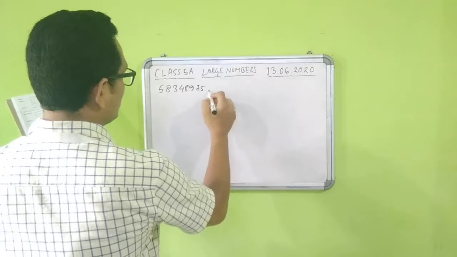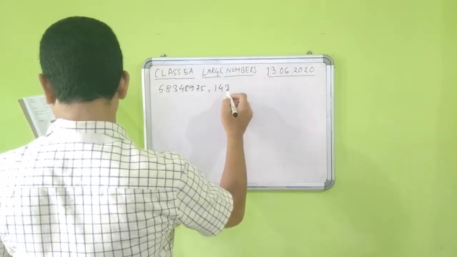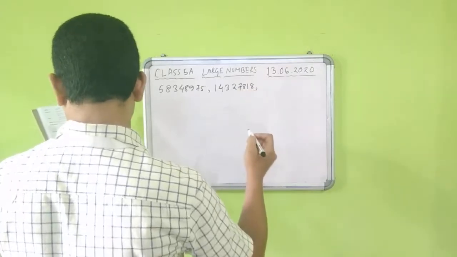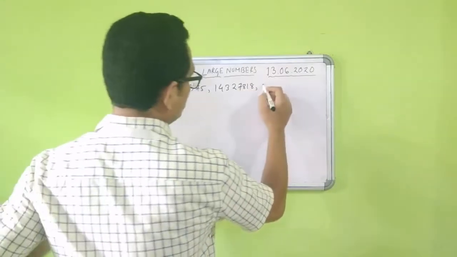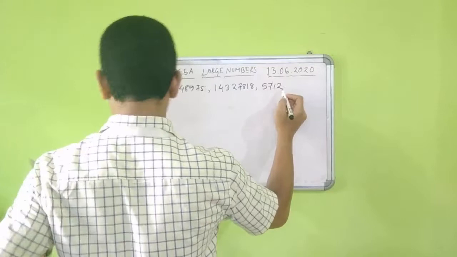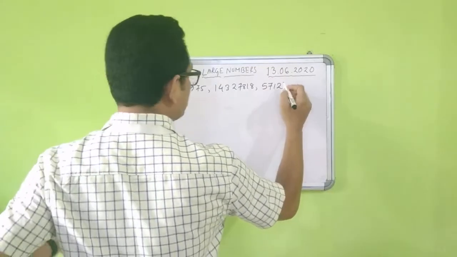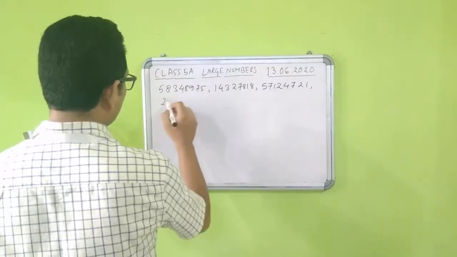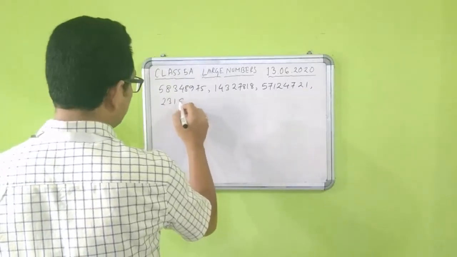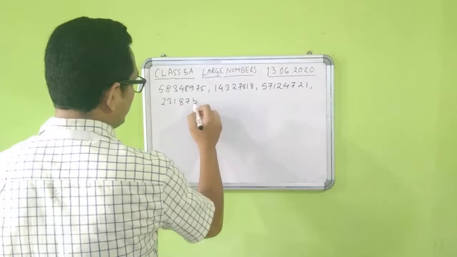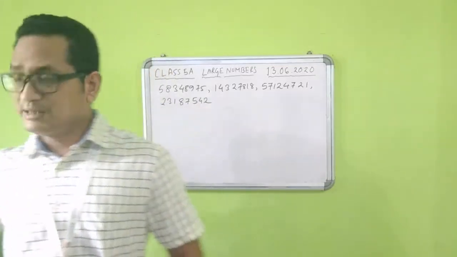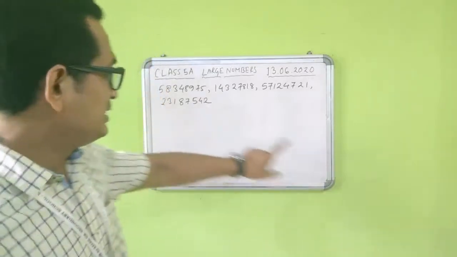48975, 143, 27818, then 5712, 4721, and finally 23187. Now I have written all the numbers, but students, you can see one thing clearly here.